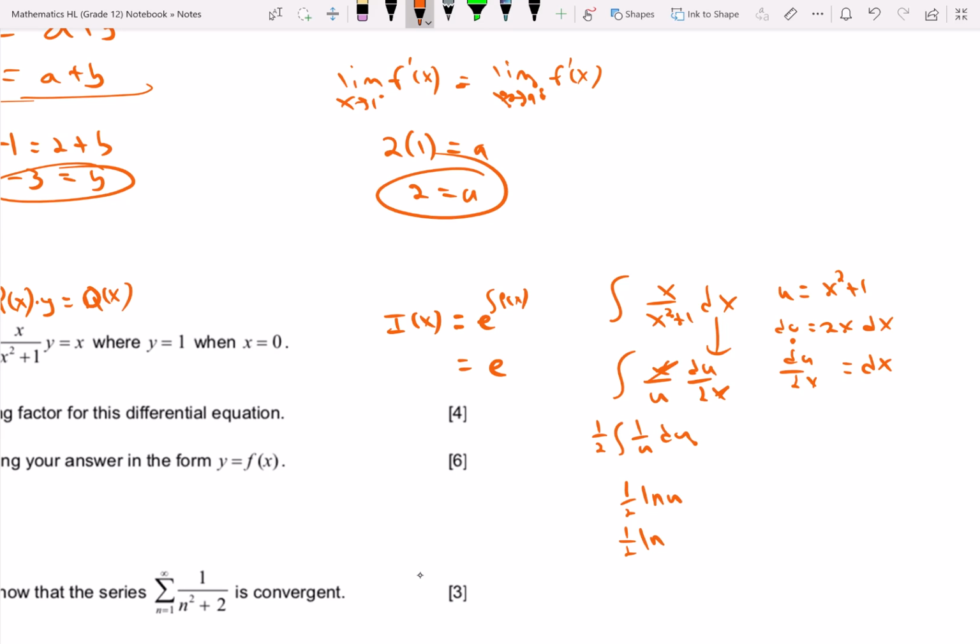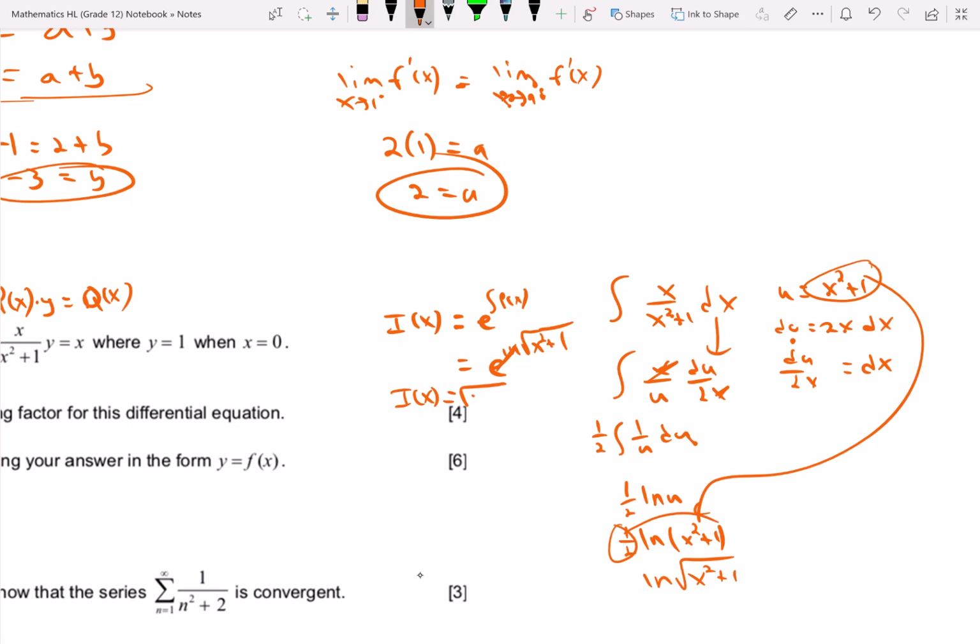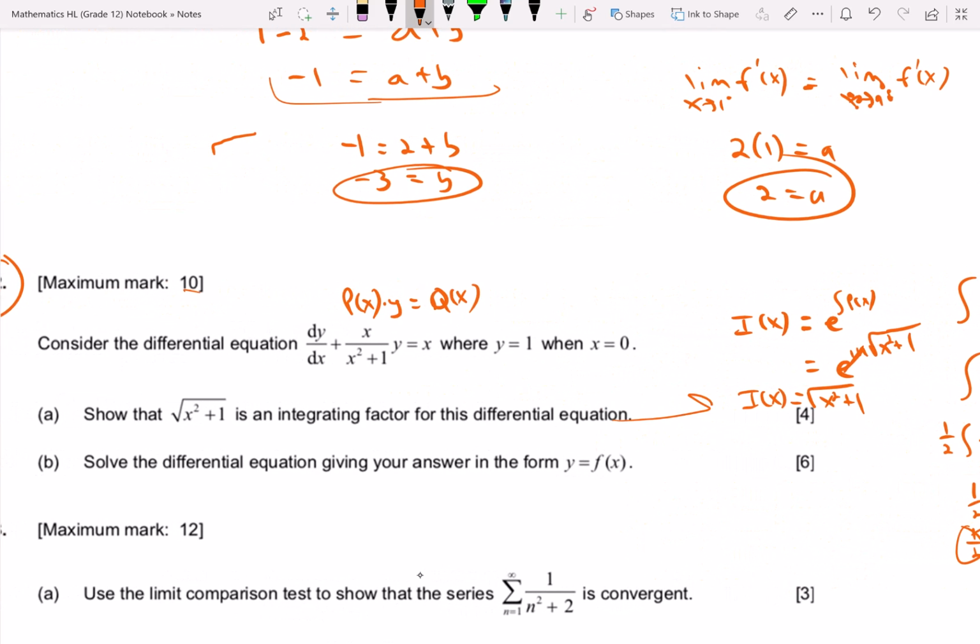technically plus c, but for the integrating factor you don't need the c, and then we take that u and we plug it back in like this, right? So our integrating factor is this, and I could also use a property of logarithms and bring the 1/2 up, and it would become x squared plus 1 to the 1/2, which is the same thing as square root of x squared plus 1. And then we know that e and natural log cancel each other out. So my integrating factor is actually just square root of x squared plus 1. That's my integrating factor, and that's what part A wanted, was show me that this is my integrating factor.